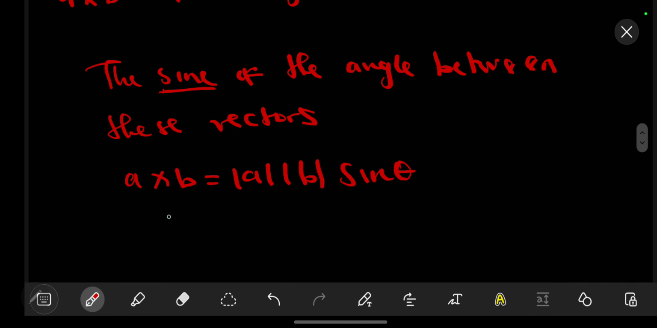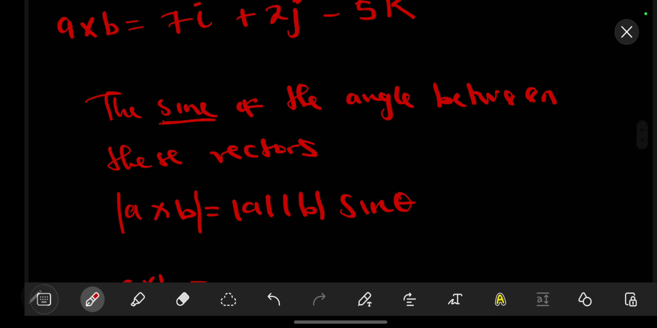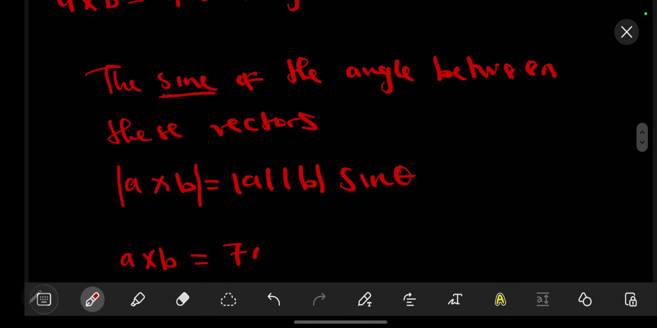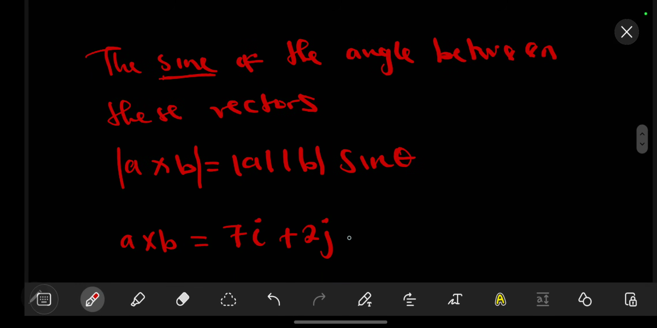So now after doing that, we know what it should be, the magnitude of this should be equal to the magnitude of that. So now we know what our A cross B is equal to. So A cross B is equal to, we have our 7i like that, then we have plus our 2j like that, then finally we have minus our 5k like that.